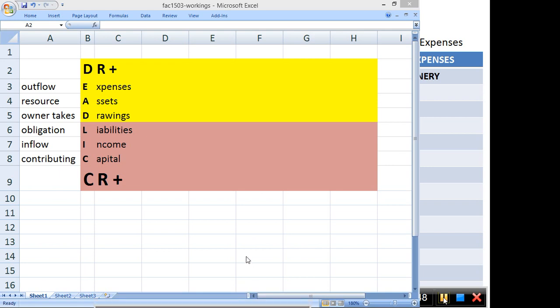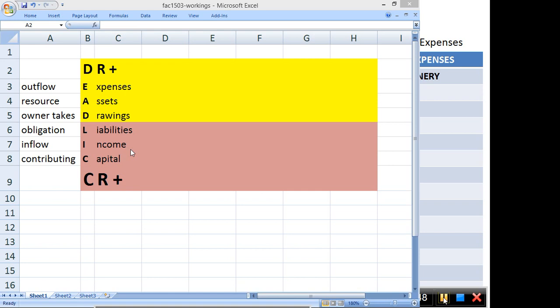So the question is, how do I use this acronym DEDLIC? What did we say earlier? The 6 rules are important because you need to know those rules. When I talk about an asset and I ask you, where does an asset increase? You need to be able to tell me debit. Debit side. Does that make sense?